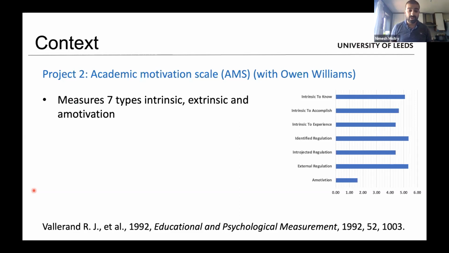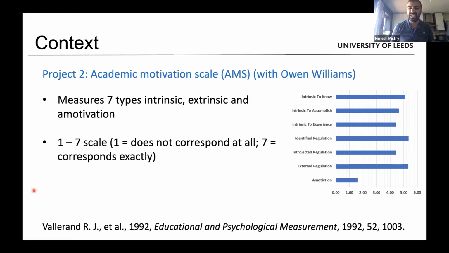What we wanted to do was to measure the levels of students' academic motivation in STEM subjects, and we wanted to see how they were developing as they were progressing through the course. So for this particular project, we were taking an off-the-shelf instrument called the Academic Motivation Scale. It was designed by Vallerand almost 30 years ago now, and it's designed to measure seven types of intrinsic, extrinsic, and amotivation as well.